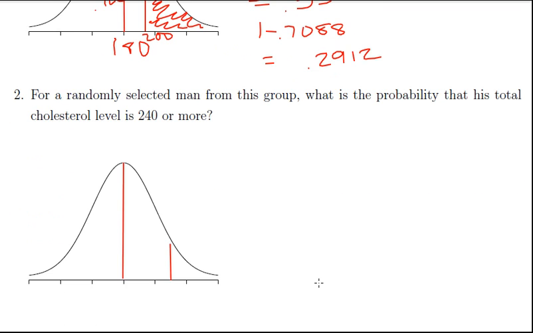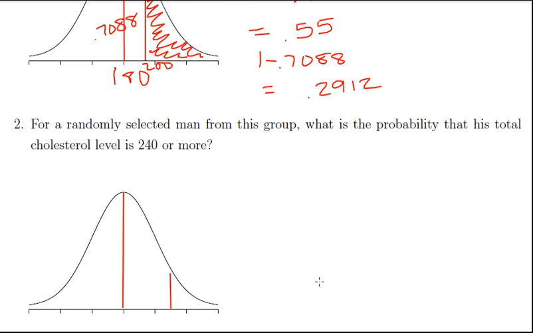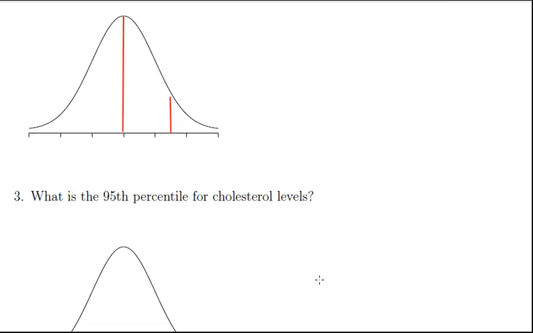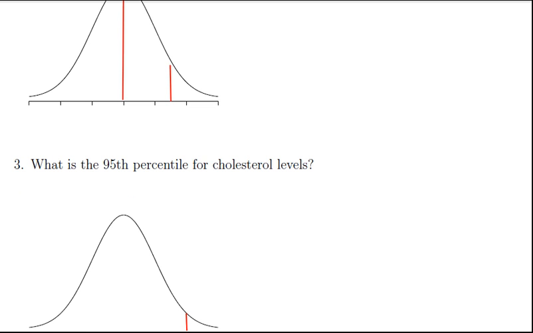Okay, this one, number 2, is the same as the first one. You're just using a different value, 240 instead of 200. Let's go down and do the last 2.